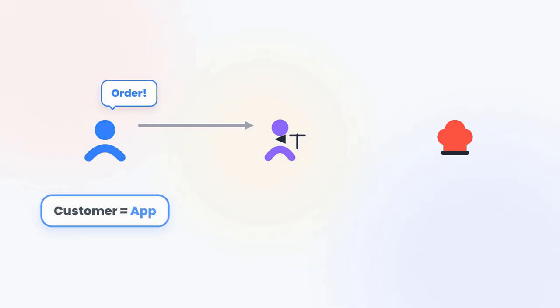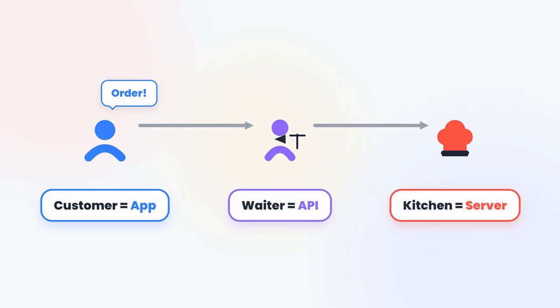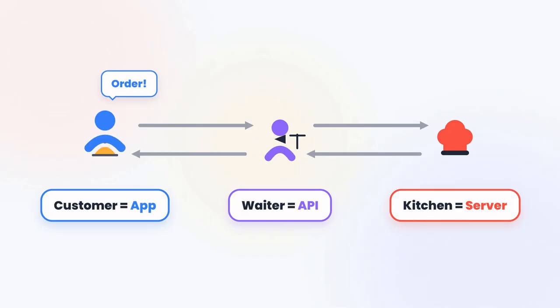You place an order with the waiter. The waiter takes that request to the kitchen. The kitchen prepares the food and sends it back. The waiter delivers the result to you. In this analogy, the waiter is the API.